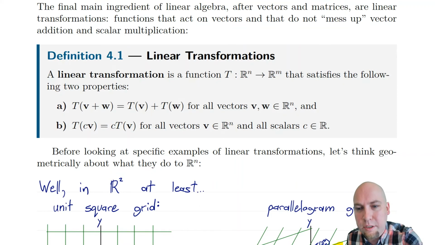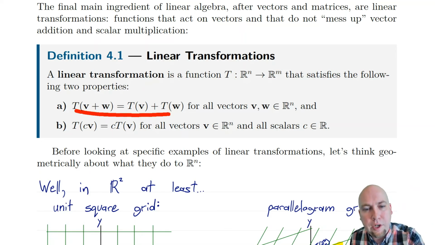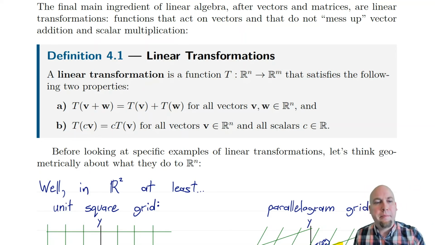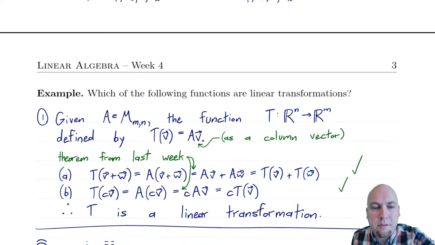So we go back to these two properties here, A and B. I want to show that at least one of them fails. That just means I've got to find some particular counterexample for either property A or property B. The opposite of "A happens for all vectors" is "A does not happen for some vector." So I've just got to find a particular counterexample.